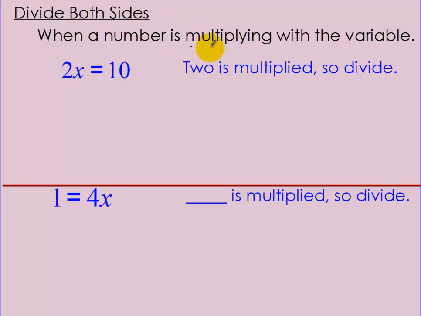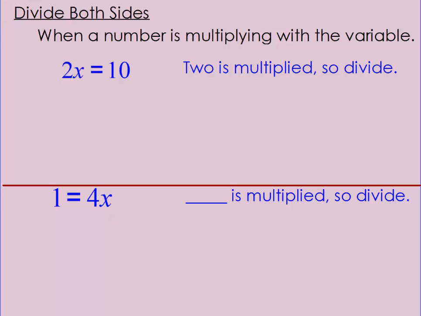Now, another case, when you have to divide both sides. You do this when a number is multiplying the variable. So you're looking at the variable. You have to point at the variable, and the variable is right here. We have a 2 times the x. When it's 2x, that means 2 times x. So when 2 is being multiplied, you have to divide. You do the opposite there.